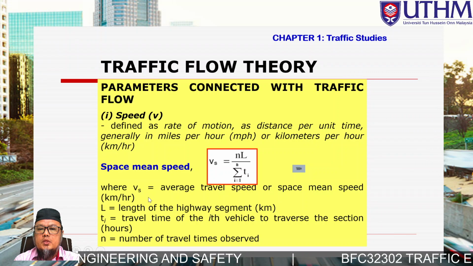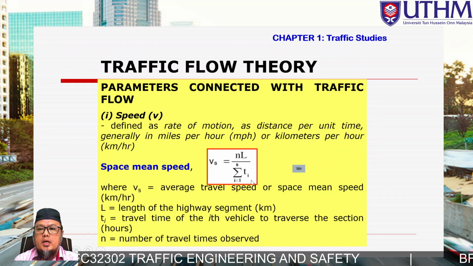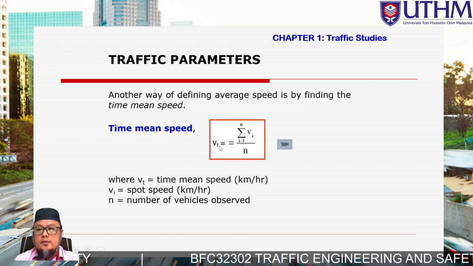So here we have a formula, Vs. S represents space. Vs, which is space mean speed, n is the number of samples, L is the length of the segment that we determine to be a reference section, and then the summation of time of individual vehicles. Okay, next we have time mean speed. Previously, space mean speed referred to the length of the section, that particular activity. This one is time mean speed, which we represent as T, the summation of V individual divided by the number of vehicles that we collected.